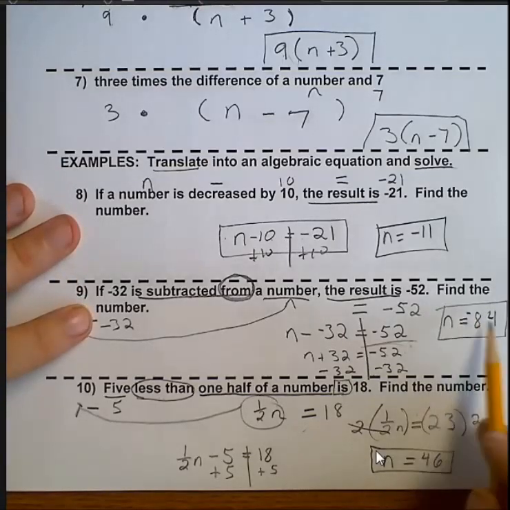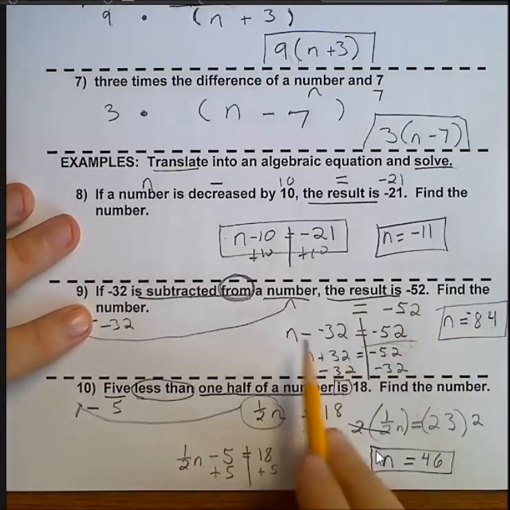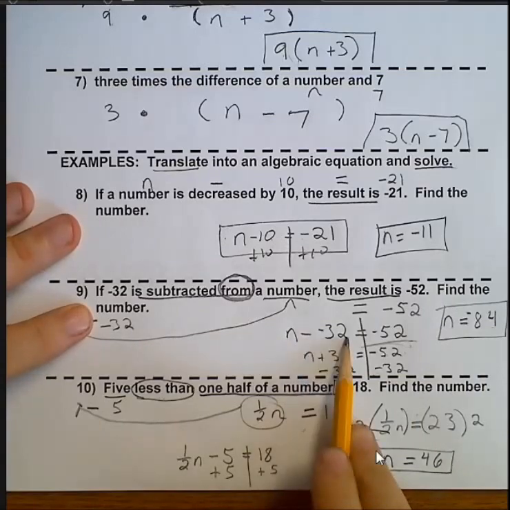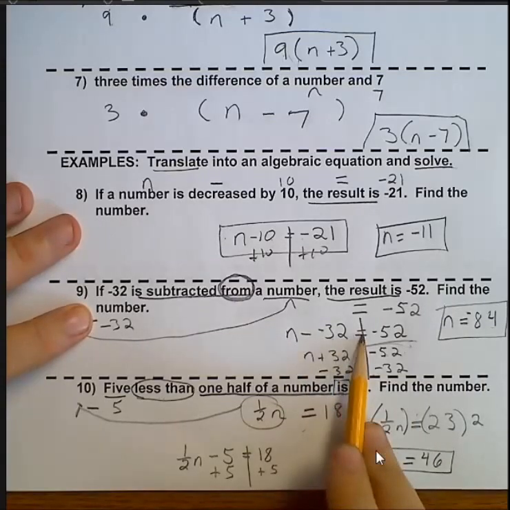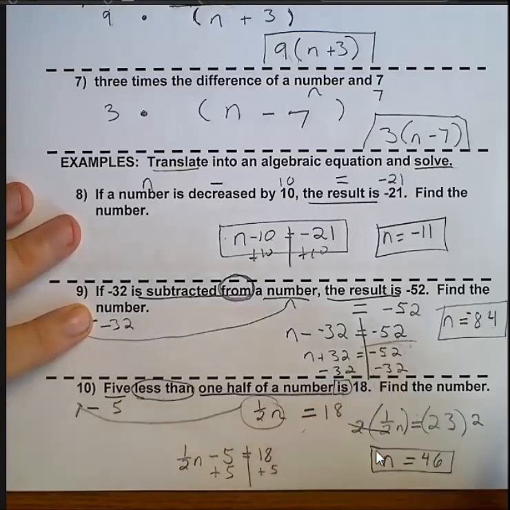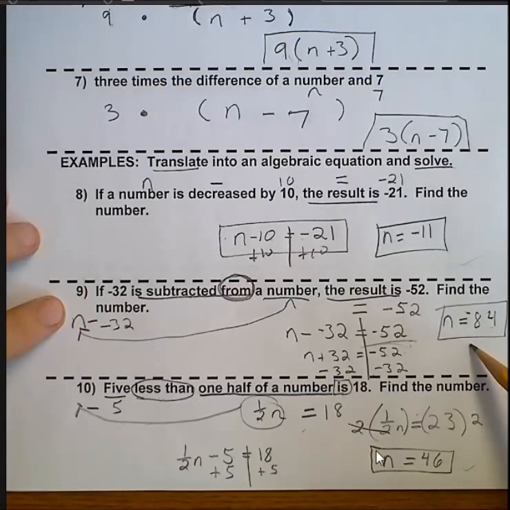Negative 84 minus a negative 32. We put that in the calculator, we get negative 52. And then down here, 1/2 of 46 is 23. Minus 5 gives us 18. So these two are easy to check just in head. This one we did need a calculator to go ahead and check.